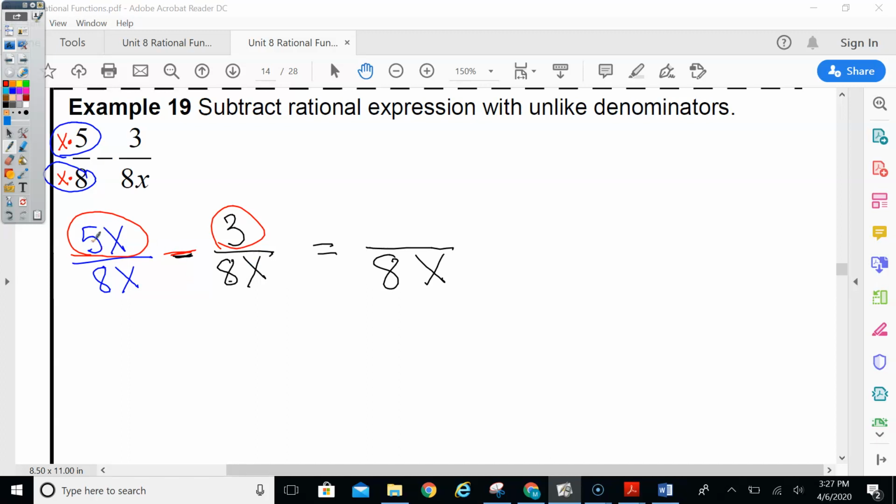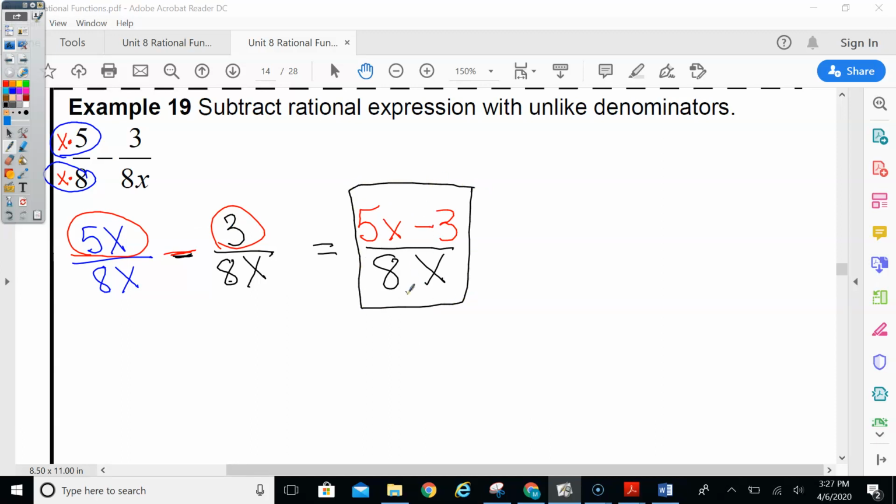Well, these aren't like terms. 5x is a linear and 3 is a constant. So these don't actually combine. So I just leave it as 5x minus 3. So only combine them if they're like terms. If they're not like terms, you don't combine them. So for this one, that's it. That's all we have to do.